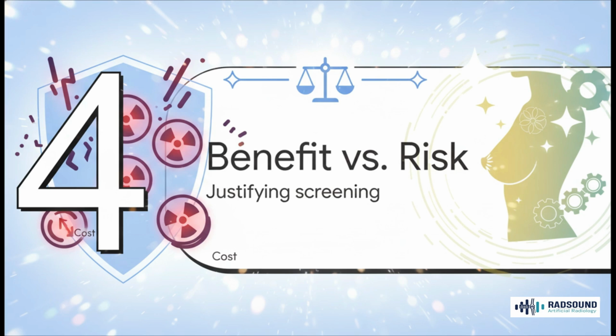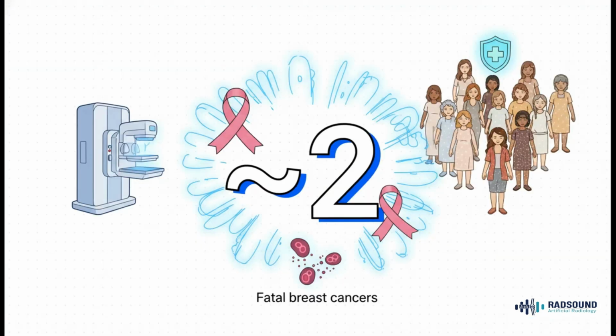Okay, so we've been talking a lot about the cost, about the risk, but that's only one side of the coin. That risk is only acceptable because the benefit is so monumentally huge. So let's actually look at the numbers. What does this benefit versus risk equation really look like? Let's start with the risk side.